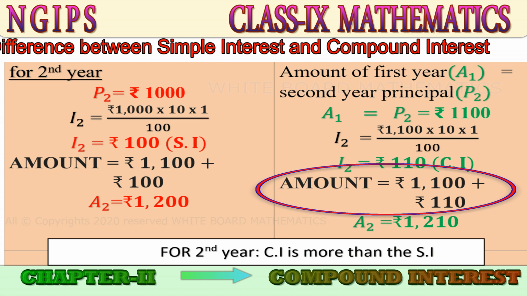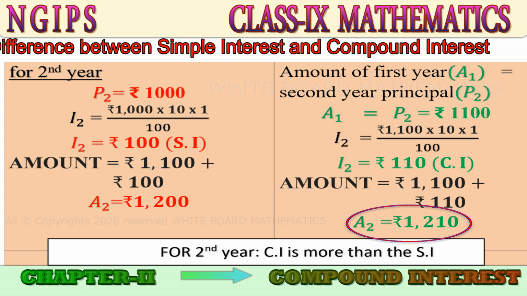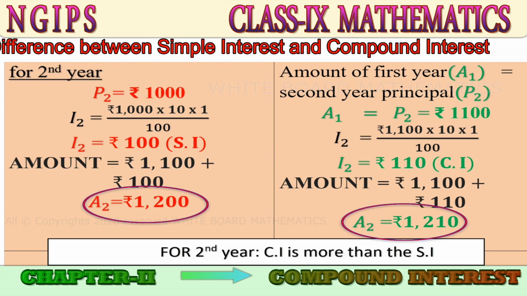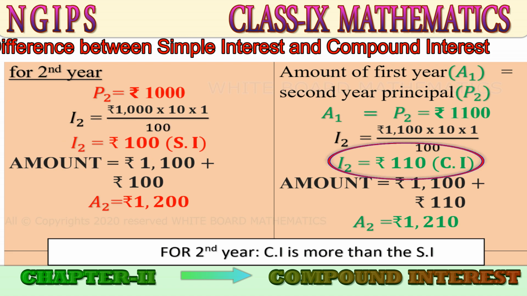This is the compound interest for the second year. Amount is equal to principal plus interest. Principal it is 1100 and interest it is 110. So we will get that second year amount it is 1210. Now if you compare both that interest and as well as the amounts. Now for second year, compound interest is more than the simple interest, because the compound interest here we have 110, for the simple interest it is 100. So compound interest is more than the simple interest.